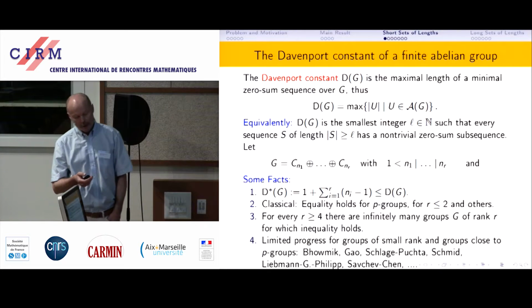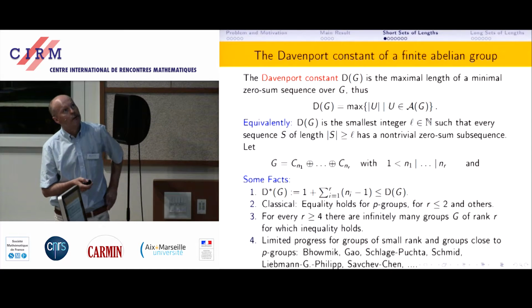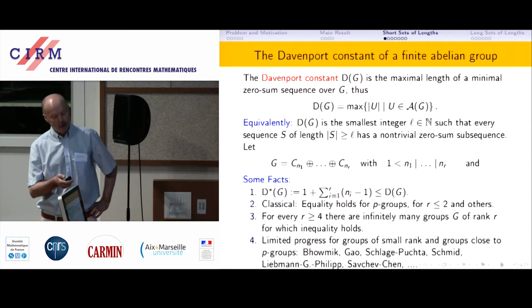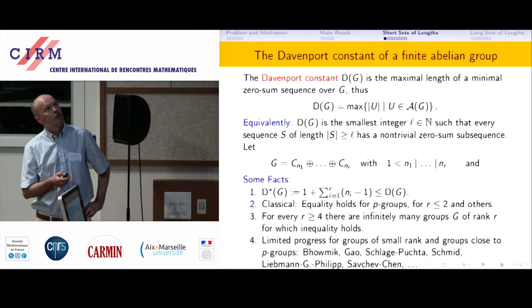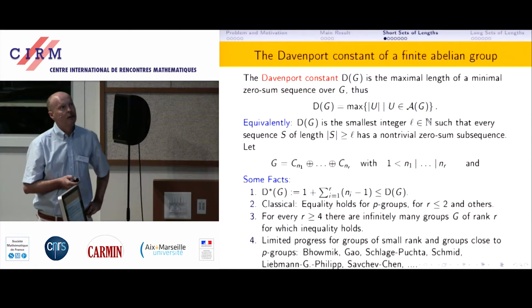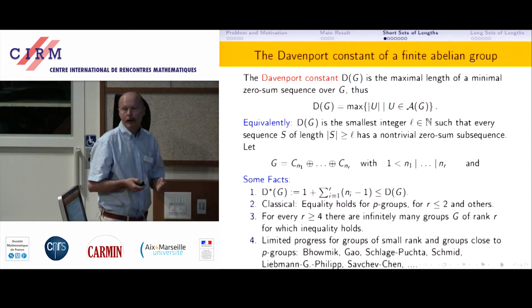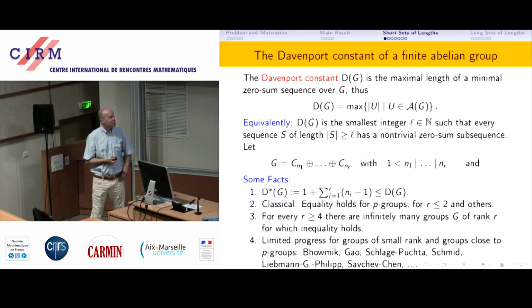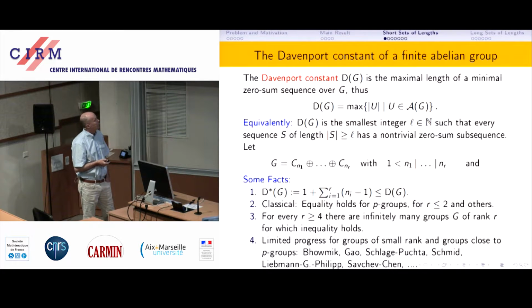Okay. I already mentioned it, but here still is the formal definition of a Davenport constant. I'm sure most of you are familiar with it. So what is a Davenport constant? It is the maximal length of a minimal zero-sum sequence. Or in other words, it's the smallest integer L such that whenever you have a sequence consisting of at least L terms, you find a non-trivial zero-sum subsequence. This is a well-studied invariant since the 1960s.